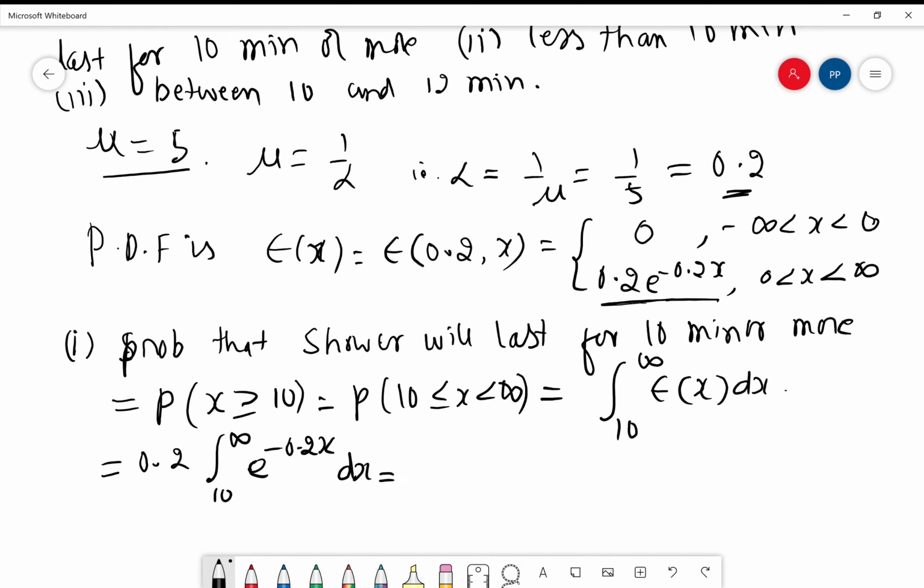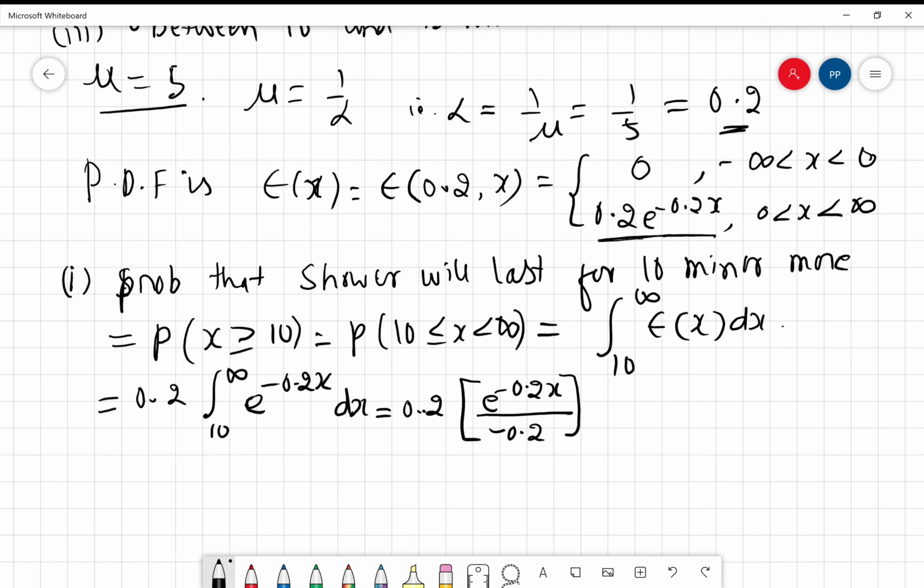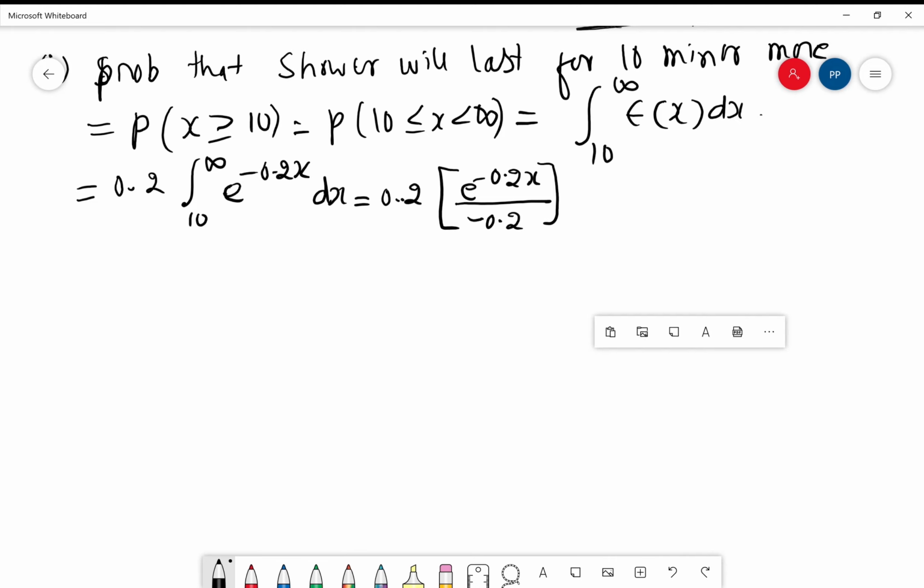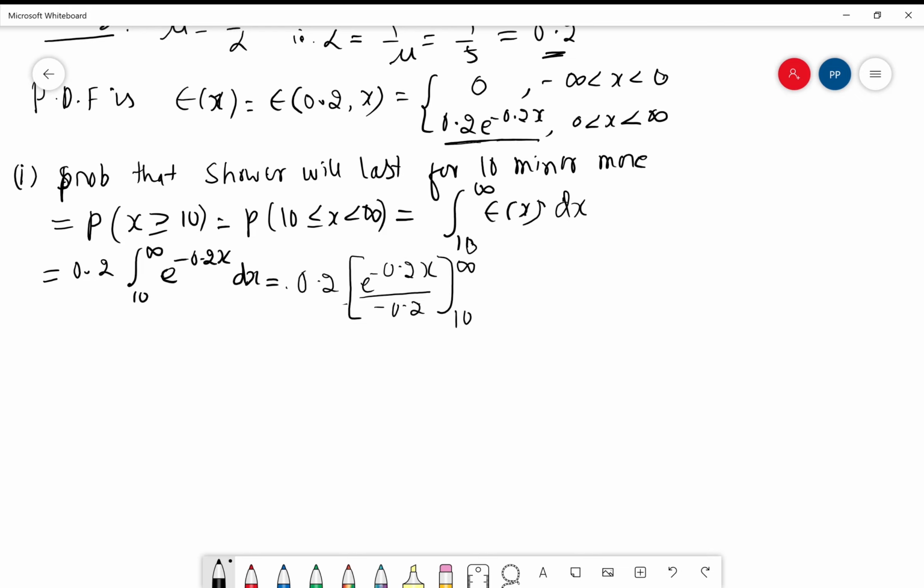Let us integrate. Very simple integral. What is the integral of an exponential function? Just that exponential function divided by the coefficient of that variable x, here minus 0.2. So the limits are 10 and infinity. Integrating, we get 0.2 outside, e power minus 0.2 x by minus 0.2. 0.2 cancels. We get minus 1 outside. So put x equals infinity. We get e power minus infinity.